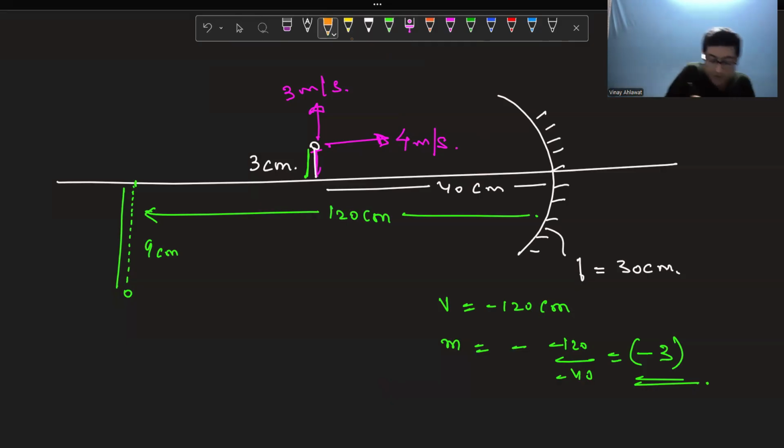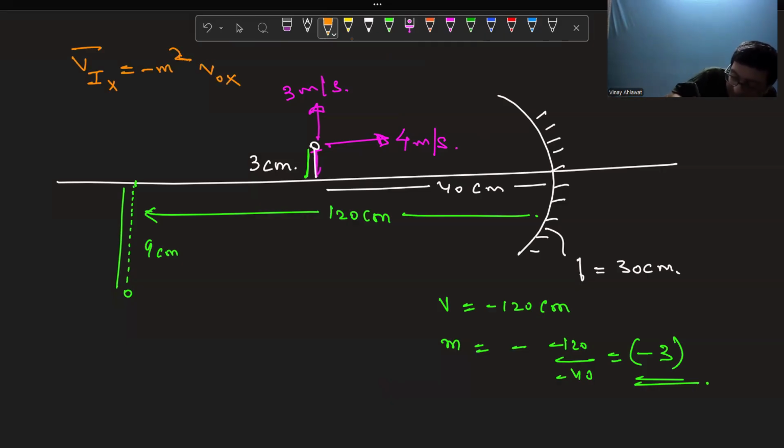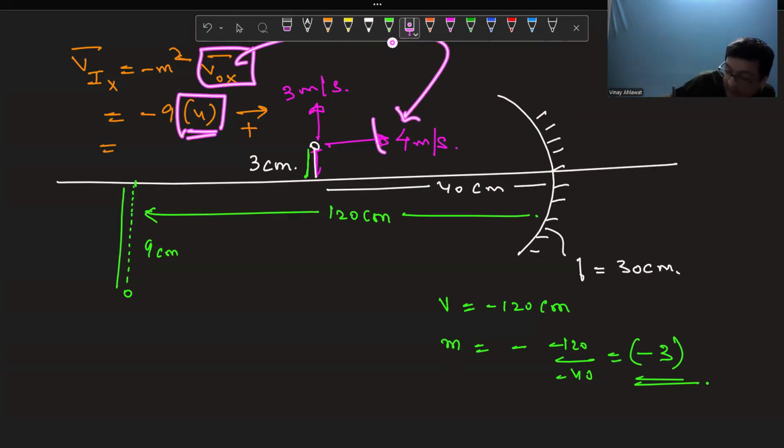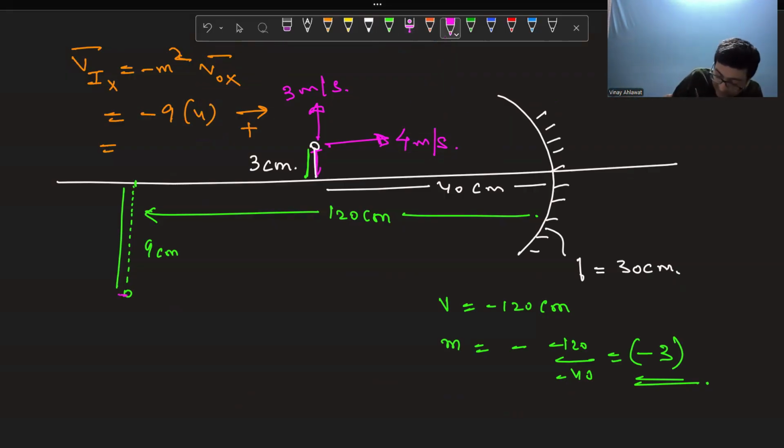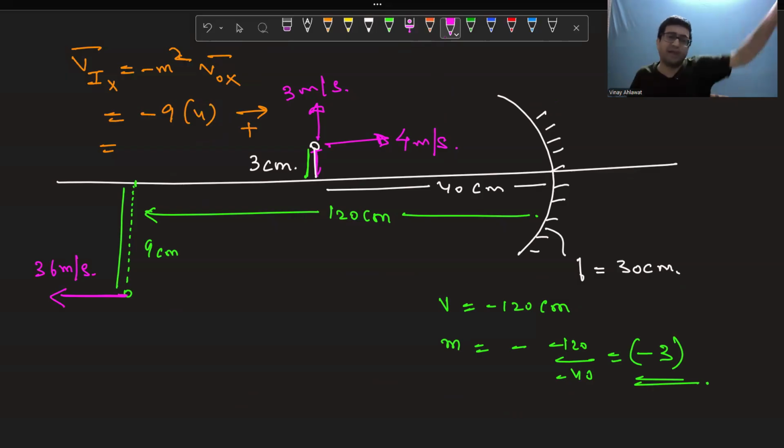Next thing would be, we know velocity of image in x-axis is minus of m square into velocity of object in x-axis. So this is minus of 9 into 4, taking this direction to be positive. What is this 4, by the way? This 4 is 4 meters per second. Agreed or not? Yes, sir. So velocity of image in x-axis is 36 meter per second. This was the last part. That much we have already done in the last question also. Am I right?